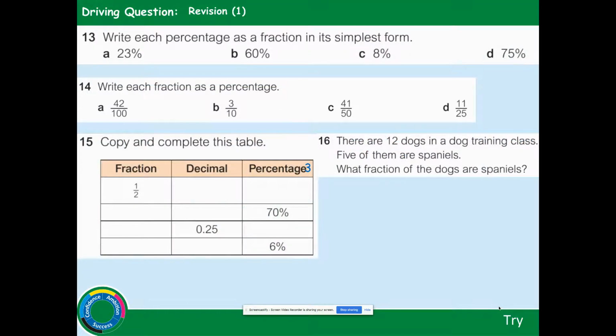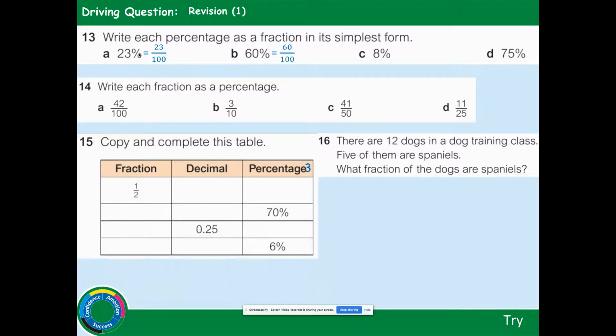Write each percentage as a fraction in its simplest form. Okay, percentage. Percentage is out of 100. What's out of 100? 23 out of 100. It does say in its simplest form, but there's nothing that goes into 23 and into 100, so that is in its simplest form.